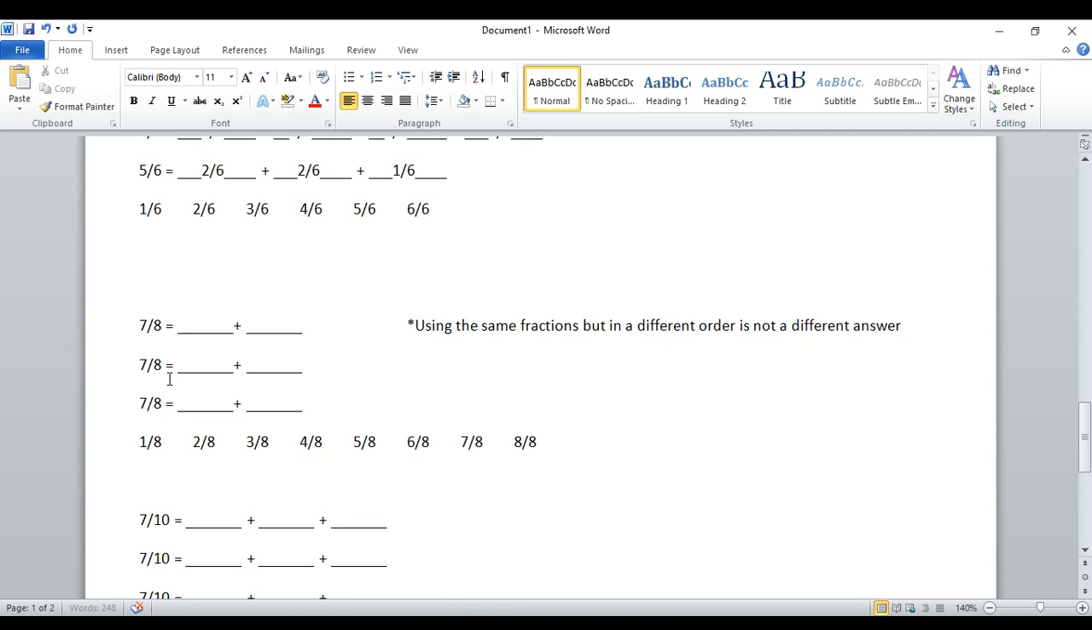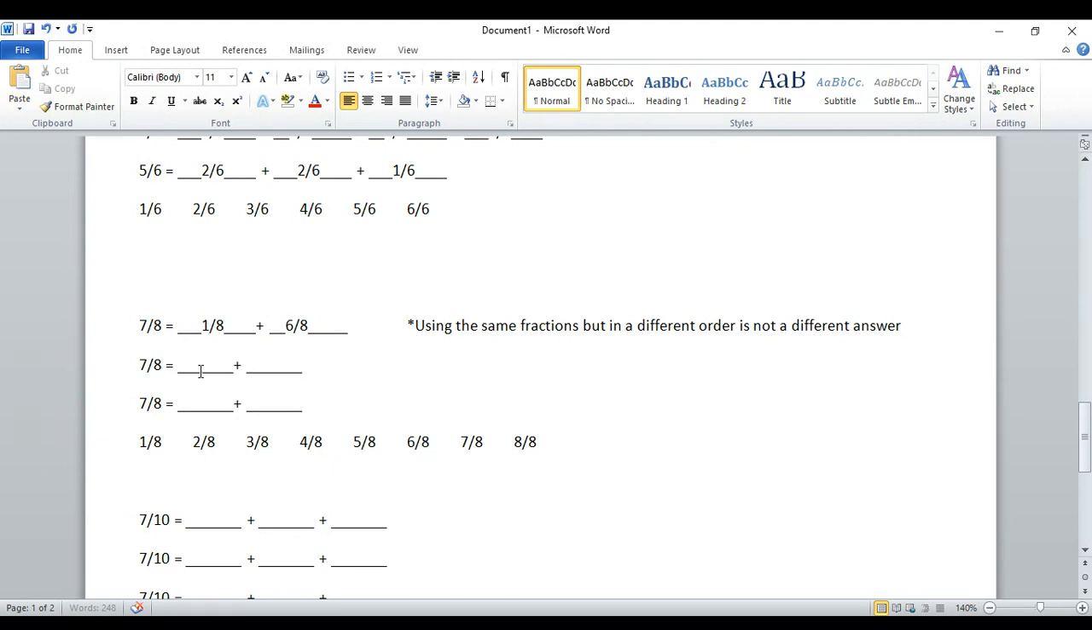All right, there's going to be a second kind of problem that you have on there. And they put this little phrase in the directions that says, using the same fractions but in a different order is not a different answer. So they're going to give you 7/8, for instance, and they want you to decompose it 3 different ways, but only use 2 fractions. So maybe the first one, you say, okay, I want to do 1/8, and then over here, I'll do 6/8 because 1/8 plus 6/8 give me 7/8.